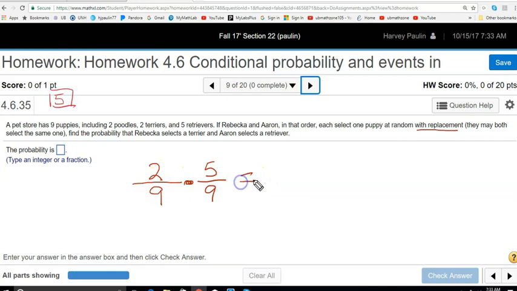And what do you get for a probability? Well, 2 times 5 is 10, and 9 times 9 is 81. And you can't do any cross canceling, so this is the fraction. All right, let's go on.